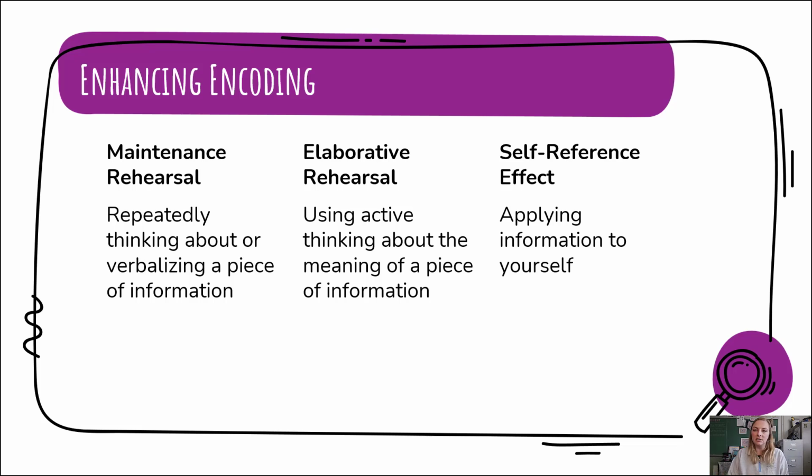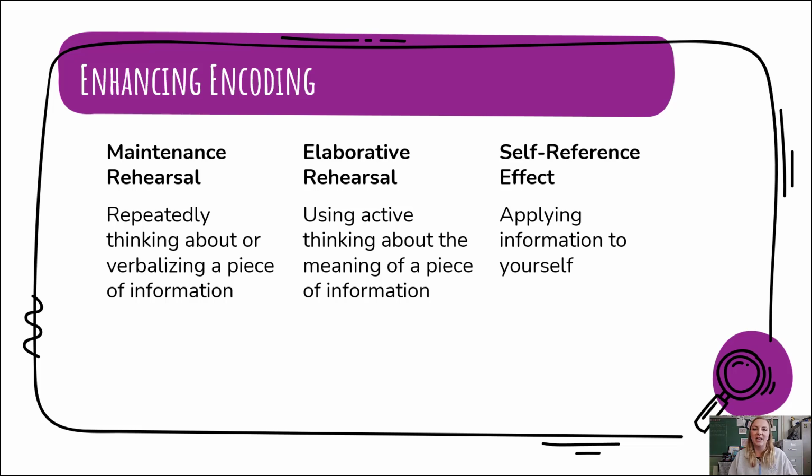The first is maintenance rehearsal. Maintenance rehearsal is repeatedly thinking about or verbalizing a piece of information. It's repeating the spelling of a word over and over until you have it in your long-term memory. Elaborative rehearsal is using active thinking and thinking about the meaning of a piece of information. This is what we've done in our class. So in order to learn the structures of the brain, you need to do more than just repeat that structure's name over and over. You have to understand what that structure is, what its function is, and then maybe give yourself a mnemonic device in order to remember that piece of information a little bit more clearly.